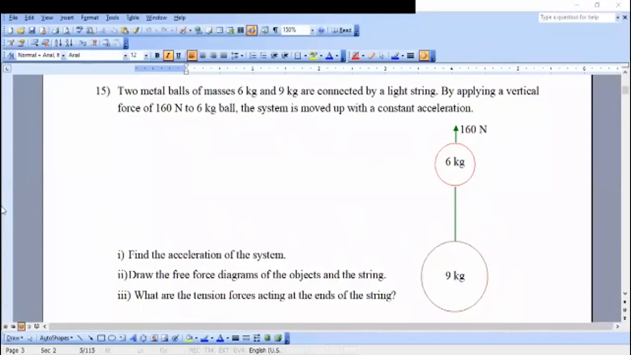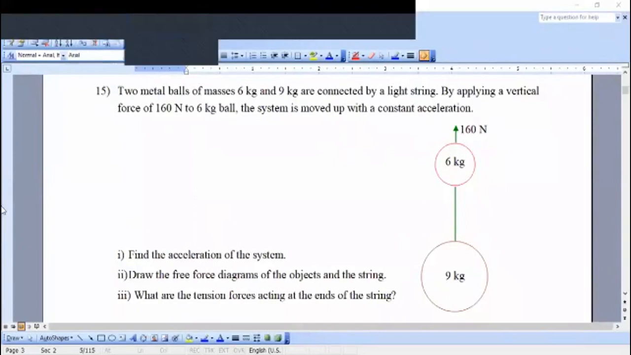If you want, please take a screenshot and let me solve this problem. I'm going to solve the problem. You just look at the board, because I think in the Sunday morning paper class also we discussed a past paper question very similar to this. Do you remember it, dear? Who joined the Sunday morning class and remember this question? Yes, sir. Similar question, right? So here also, light string. Light string means no mass. No mass.